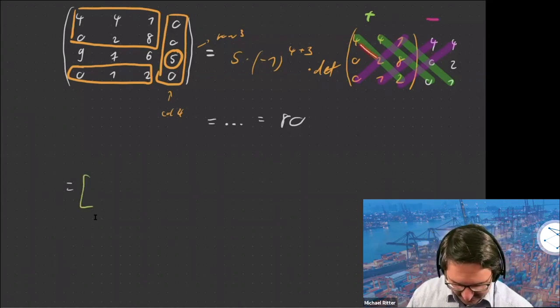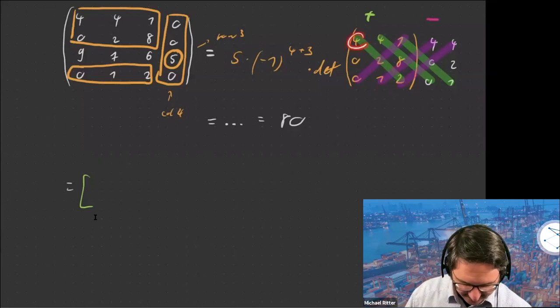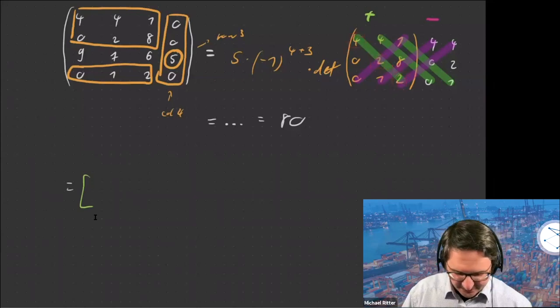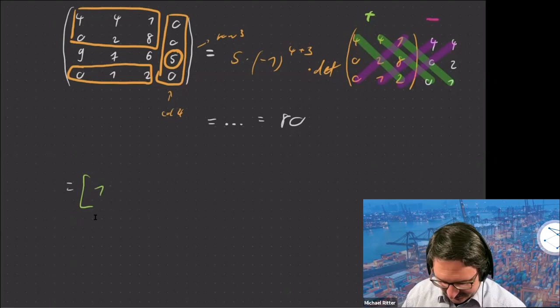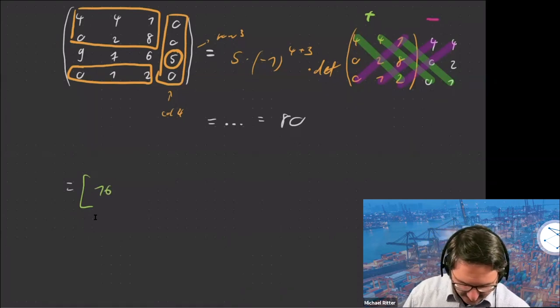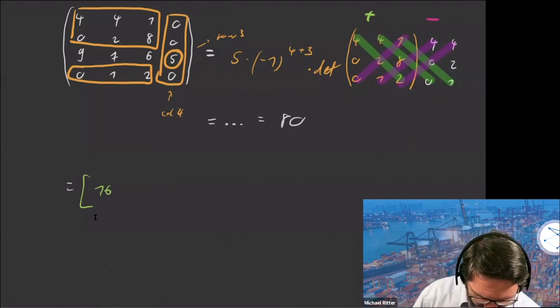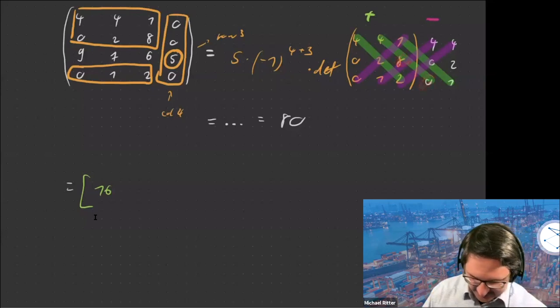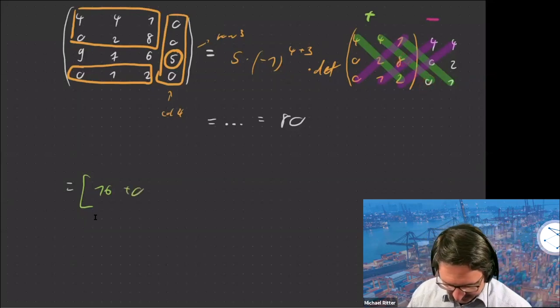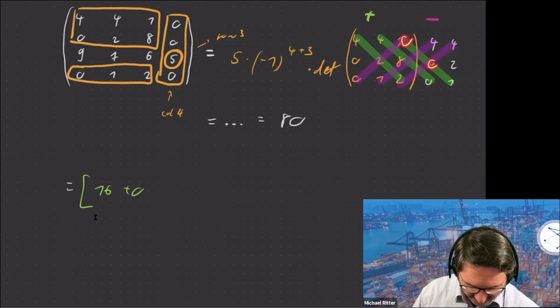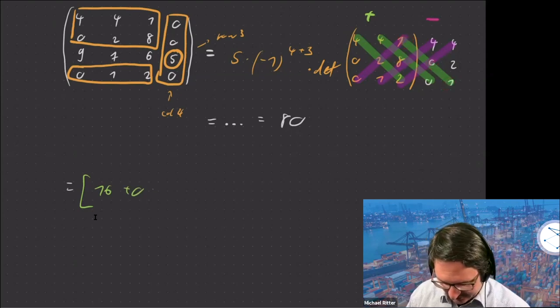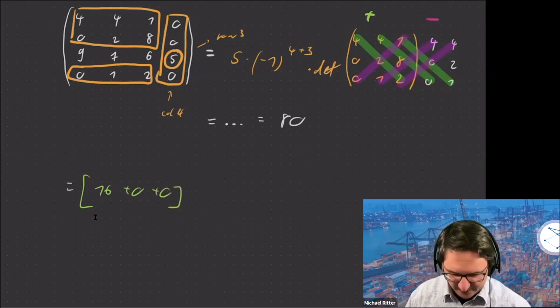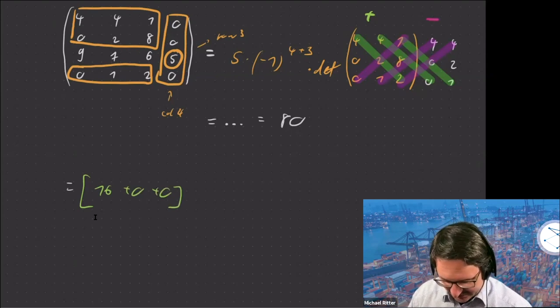You would multiply the entries along each diagonal. So here we have 4 times 2 times 2. That's 4 times 4. That's 16. Then we have 4 times 8 times 0. That's 0. And then we have 1 times 0 times 1. That's also 0. So those are the positive diagonals.